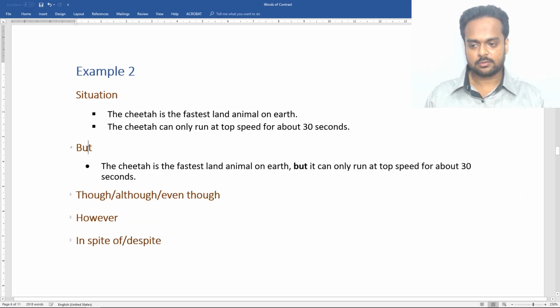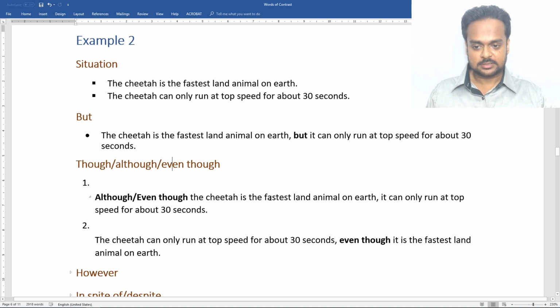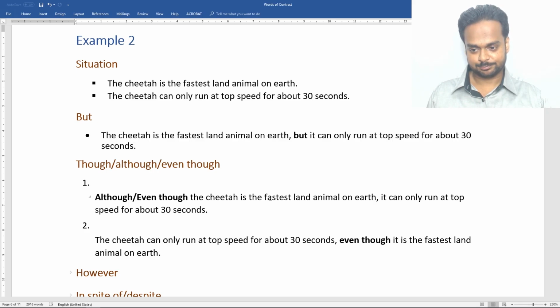All right, the sentence with but is very easy. First clause, but, and then the second clause. Now, in this situation, though, this doesn't give us enough contrast. So what you can do is use although or even though. Although the cheetah is the fastest land animal on earth, it can only run at top speed for about 30 seconds. Sounds like something you might hear on National Geographic.